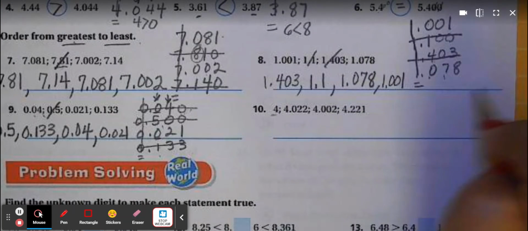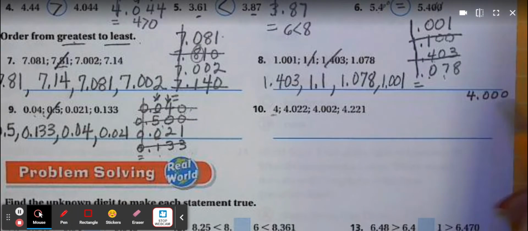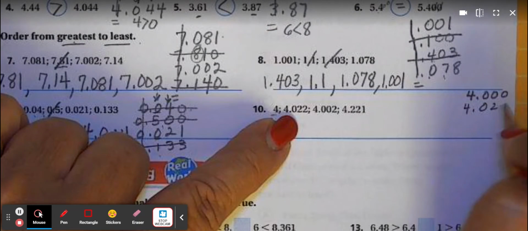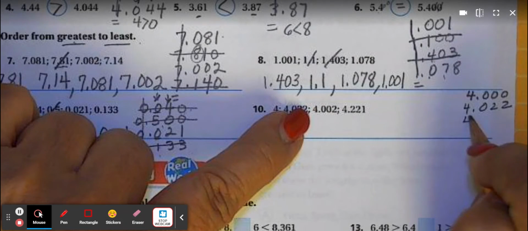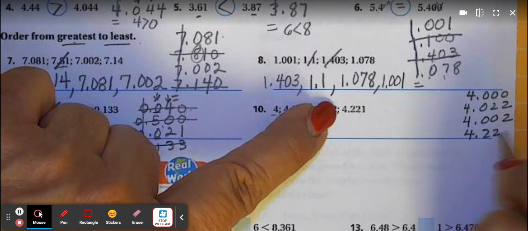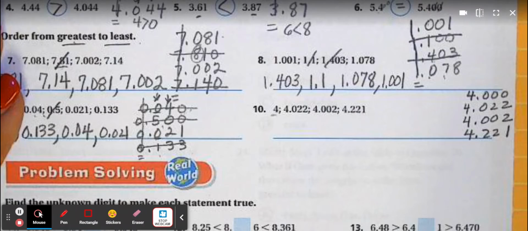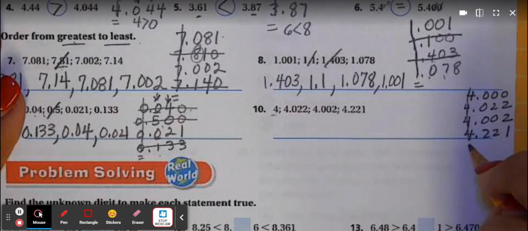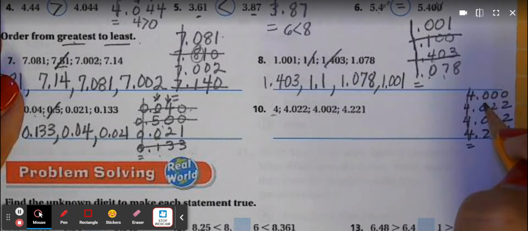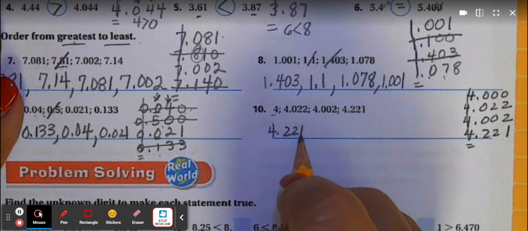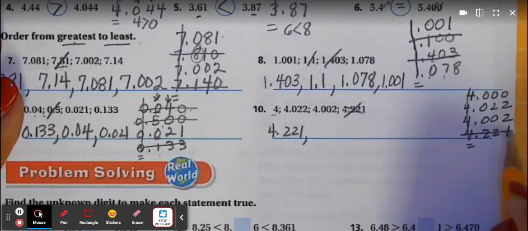Okay, let's look at number 10. I have a 4, so this is going to be 4 wholes, no tenths, hundredths, or thousandths. The next number is 4 and 22 thousandths. The next number is 4 and 2 thousandths, and the last one is 4 and 221 thousandths. I can see starting in my ones place, they're all equal. I have 0, 0, 0, 2, so my largest number is going to be 4 and 221 thousandths.